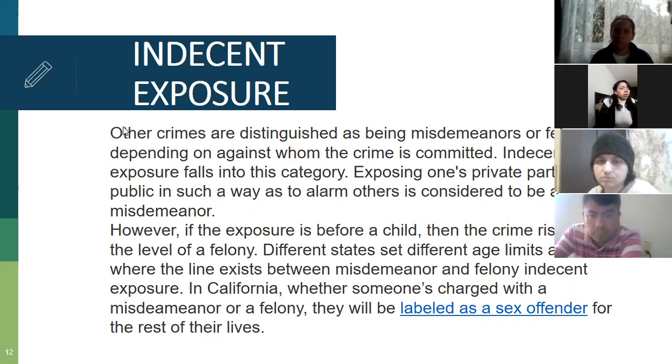Okay. Thank you, Anna. This is something serious because it's not the same to have indecent exposure between adults. That could probably be considered a misdemeanor crime, but if it is before a child, it's different, and then the person could be considered a sex offender for the rest of his or her life.